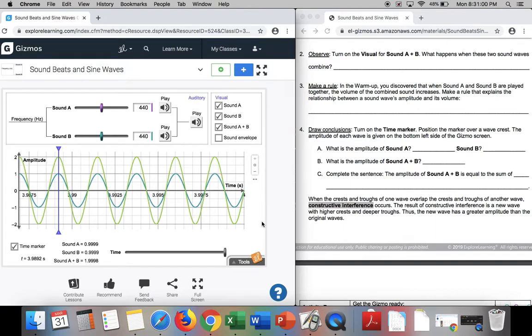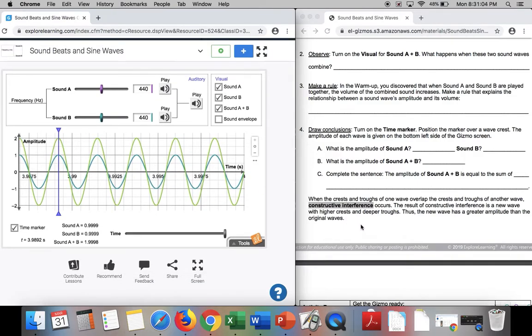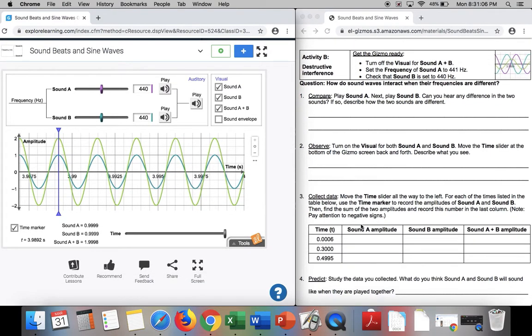Creates a much louder sound. All right, if we're moving on to activity B, we're going to go back and make sure everything's set up the way it's supposed to be. It says turn off the visual for sound A and B, so I'm going to uncheck this. Set the frequency of sound A to 441. Check that sound B is set to 440.